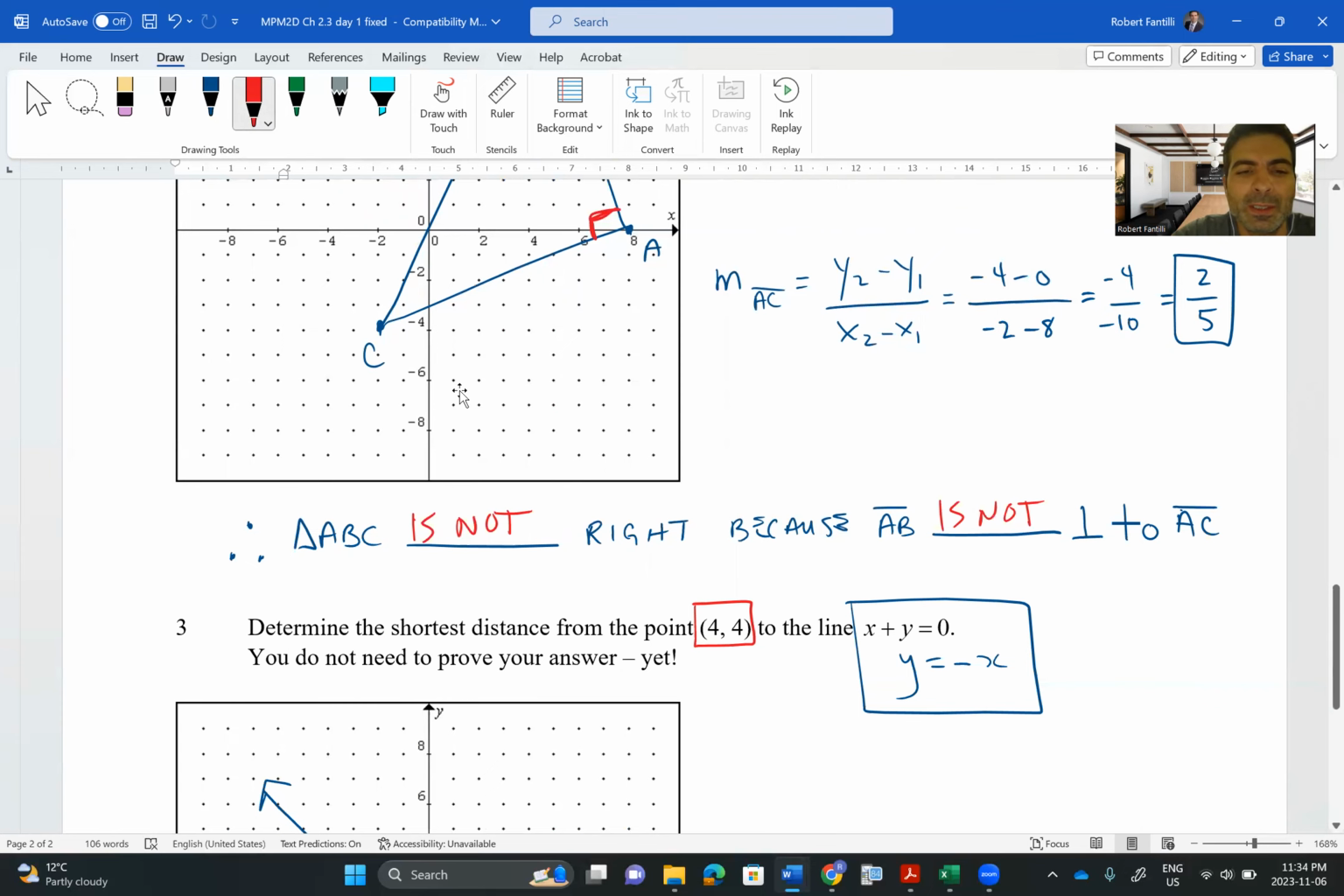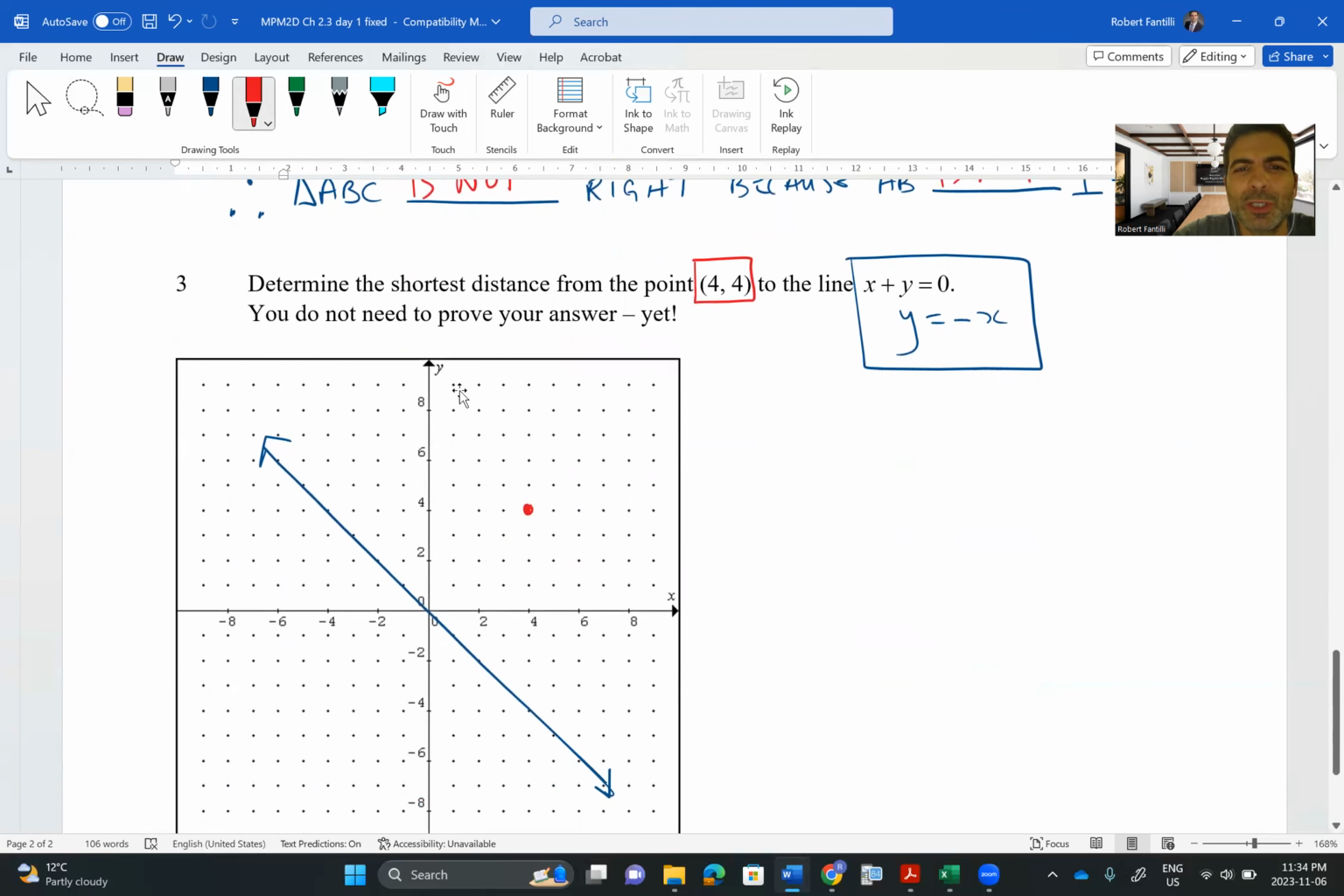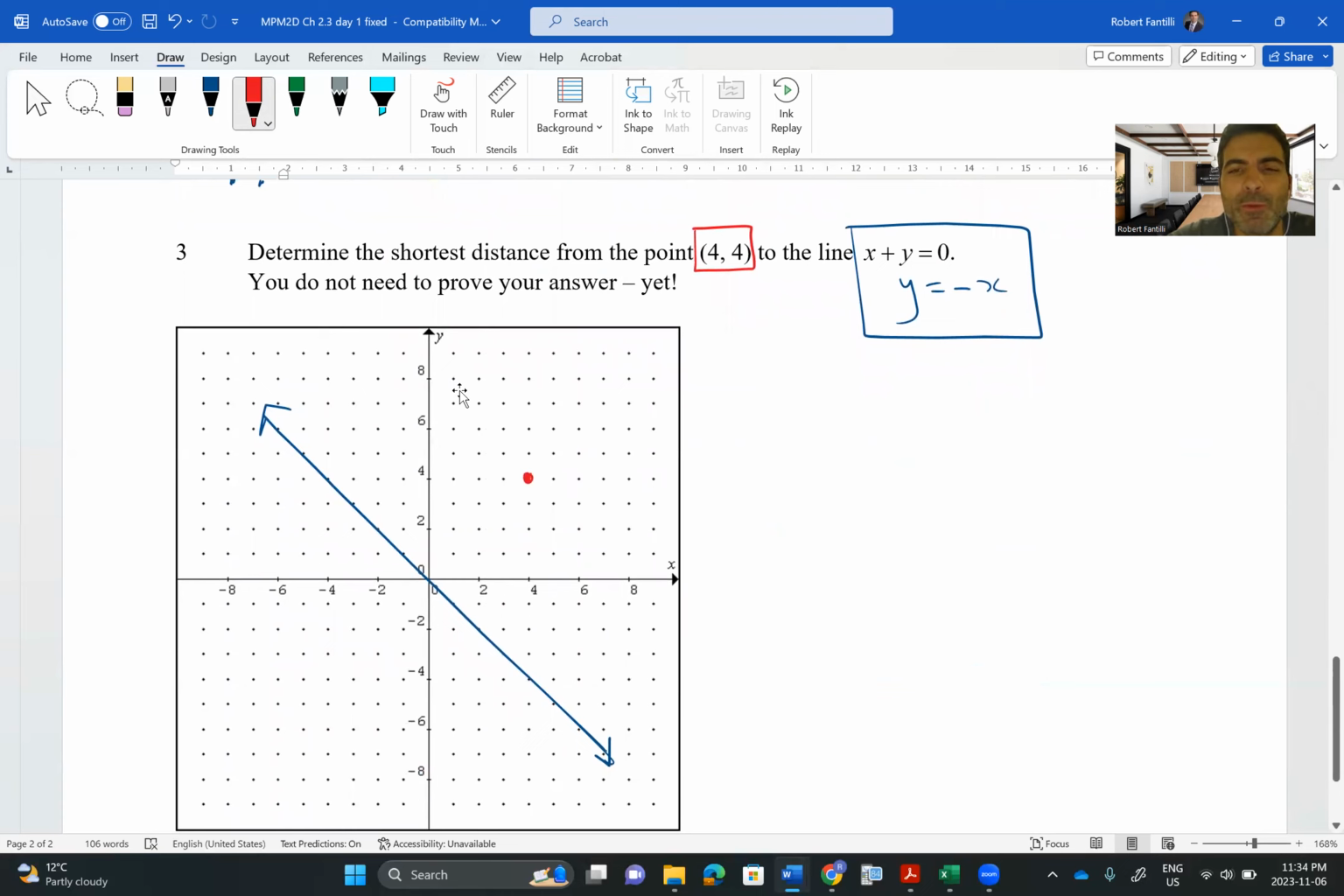Okay, there we go. Determine the shortest distance from the point 4, 4 to the line x plus y equals 0. I went ahead and took that equation and I converted it to y equal mx plus b format. But you notice there is no plus b there. The reason why there's no plus b is because it's direct variation. It does not have a y-intercept. It actually passes through the point 0, 0.